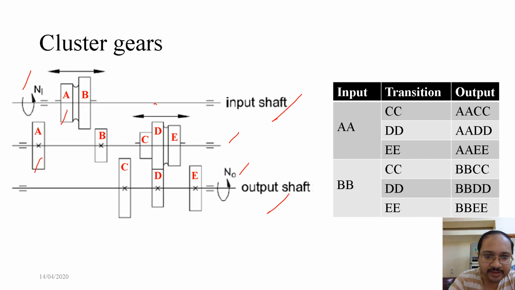However, it will depend on this set of sliding clusters how this transition will be again transmitted to the output shaft. So let's say A meshed with A and now C meshes with C. That means on the right table, if the input is AA and the transition C gears are meshing, we get an output AACC. So we can accordingly find out the gear transmission ratio. There could be 5 other possible combinations of how this cluster gear can mesh.